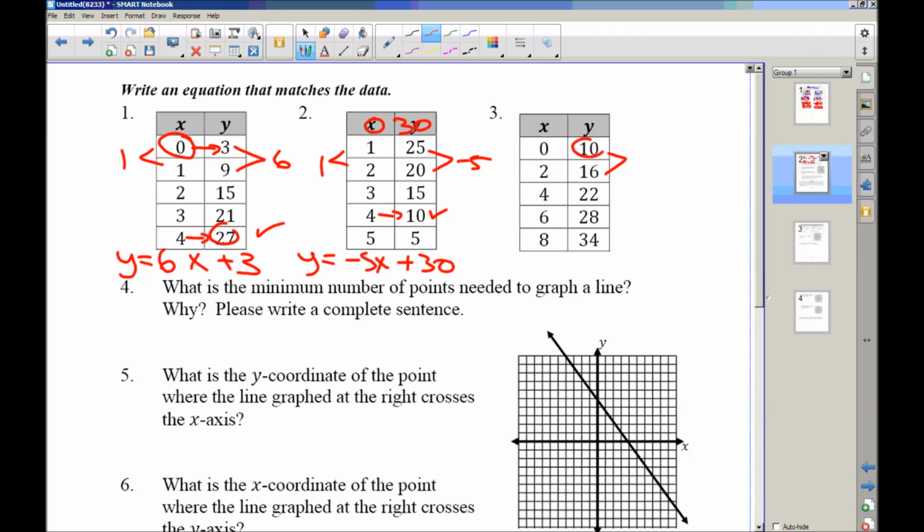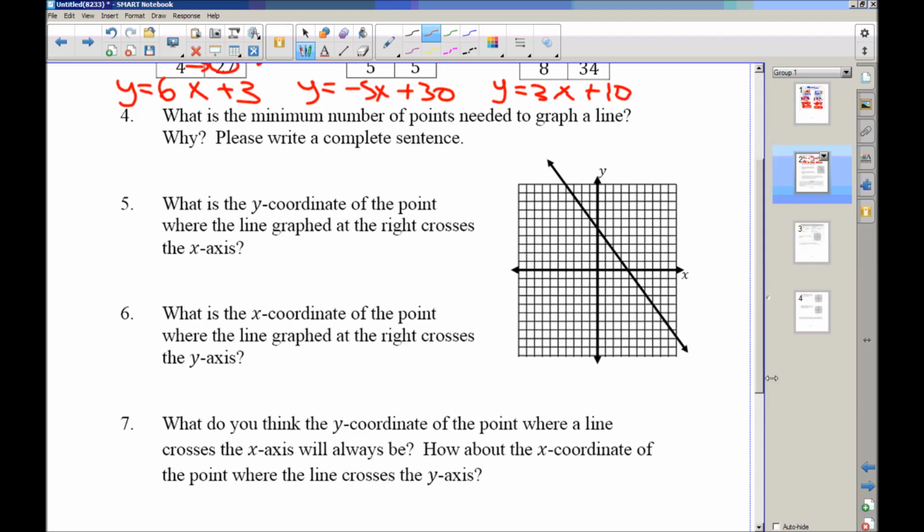The starting value is 10, which is when x is 0. This is going up by 6. This is going up by 2, so this would be 3x plus 10. So we're going to get y equals 3x plus 10. And if you check 6, 6 times 3 is 18, add on 10 will make 28.